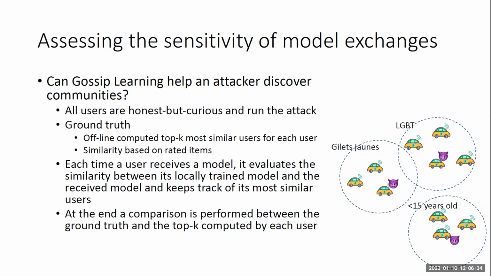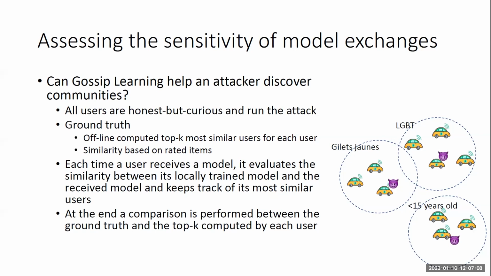If I am an attacker and I create an LGBT profile by liking only LGBT-related movies, for example, can I discover in the network the other users that have a similar profile as mine, right? So basically in this case, users are considered honest but curious, meaning that they just observe whatever they receive from the network. They compute a ground truth based on the top K most similar users to them, kind of in a centralized setting.